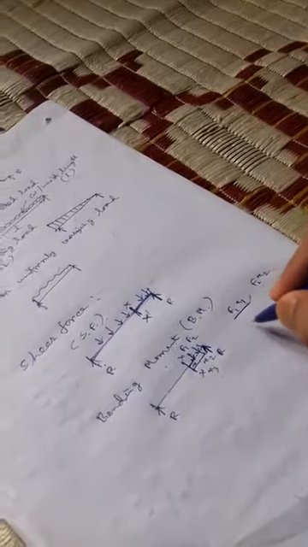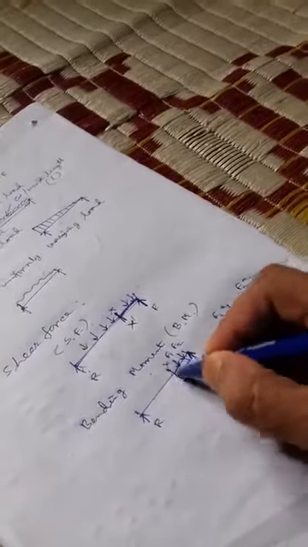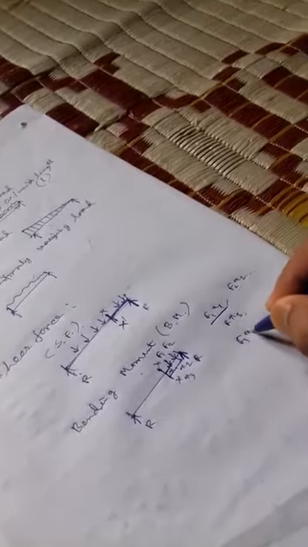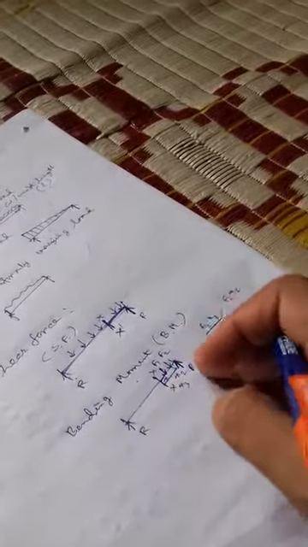Similarly, if the distance of the reaction from the cross section is x3, then the moment of the reaction is R x3. So the moment to the right of the cross section will be the algebraic sum of the moments of all the forces. Therefore this will be f1 x1 plus f2 x2 plus R x3. So the summation of the moments of all the forces to the right or left of the cross section of the beam is called bending moment. Clear, everybody?